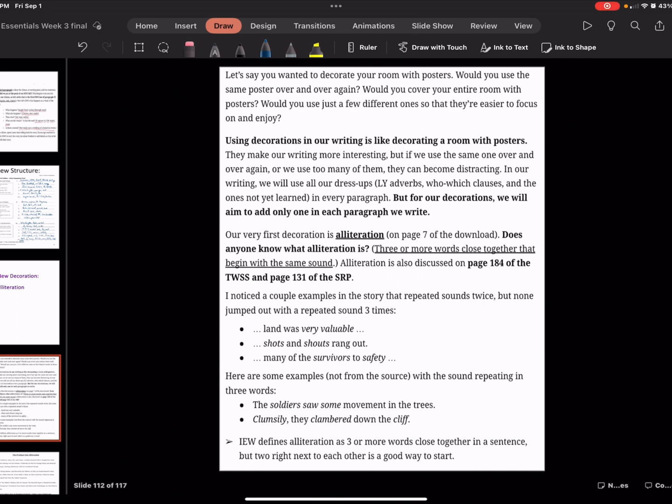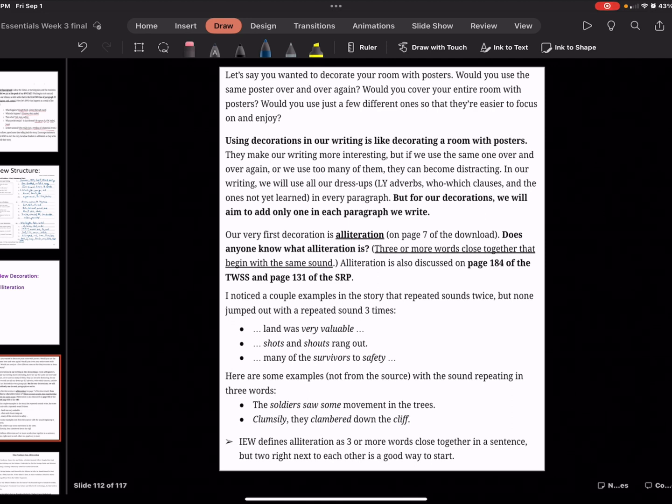Ding, ding, ding, ding, ding. This is something that we missed on Tour 1 for a little bit. Each one of those goes in each paragraph, not just one throughout your entire writing. So you're going to have 3 paragraphs here. Each one of your 3 paragraphs, best practice, will have an ly adverb, a who, which clause, and some alliteration.